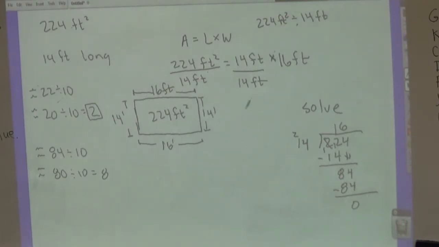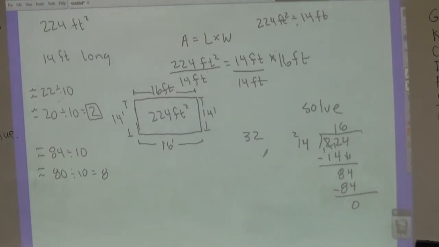So we have 16 times 2. What's 16 times 2? 32 is close. 36 is too much. No, 32. So that's 32. That and that is 32.